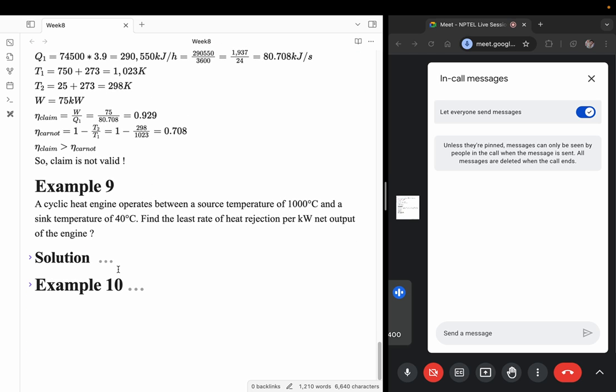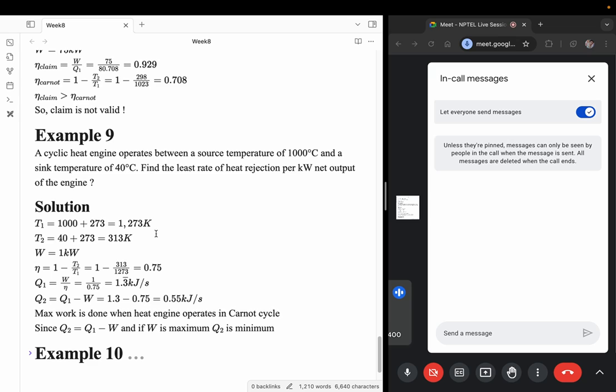A cyclic heat engine operates between, again, this is a standard problem, two set temperatures, so you can calculate the efficiency. And from there, you need to calculate the minimum heat ejection rate per kilowatt net output of the engine. The work done can be taken as 1 kilowatt. So it is again a straightforward standard pattern that keeps following. You have T1 and T2, and the work done you can take as 1 kilowatt.